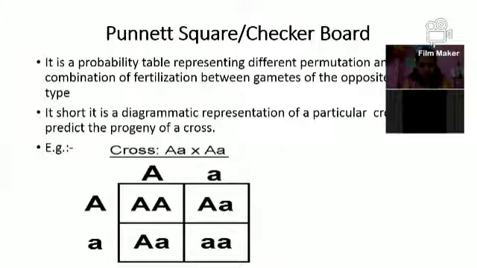Phenotypic ratio means the characters that physically appear, and genotypic ratio means the genes present in the alleles.